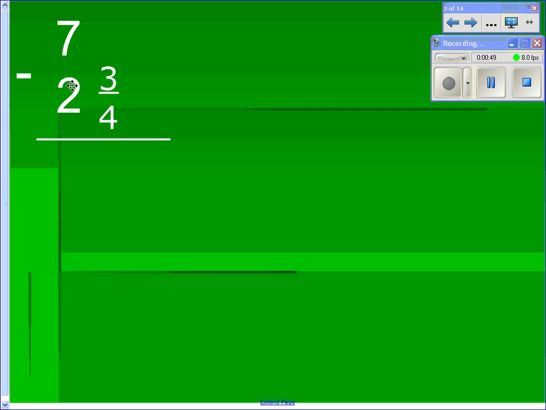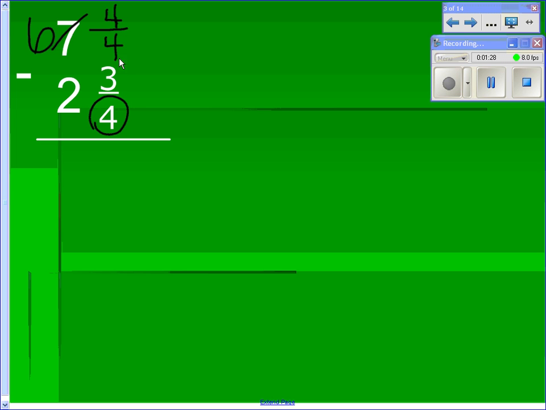So we have 7 minus 2 and 3/4. For this problem, you can't take away 3/4 from nothing. So you're going to borrow 1 whole from the 7. So if you borrow a whole from the 7, that will make this 6. Okay? You are going to use that 1 whole and write it as a fraction. You see that the denominator here is 4, and you know when you're subtracting fractions, you have to have a common denominator. So our new fraction is going to be 4/4, okay, because that is 1 whole, 4/4.